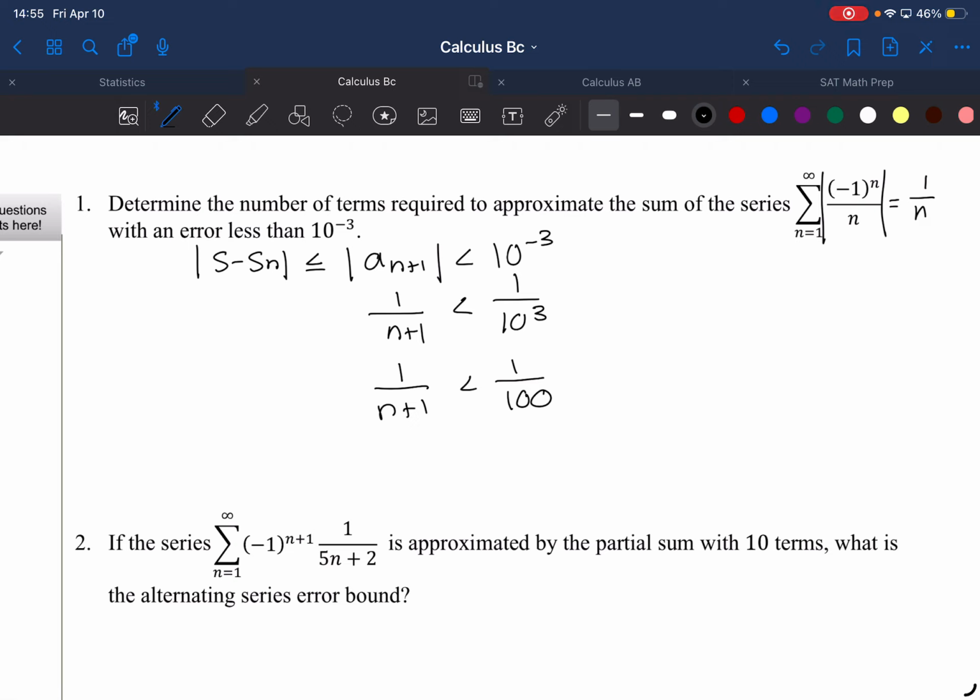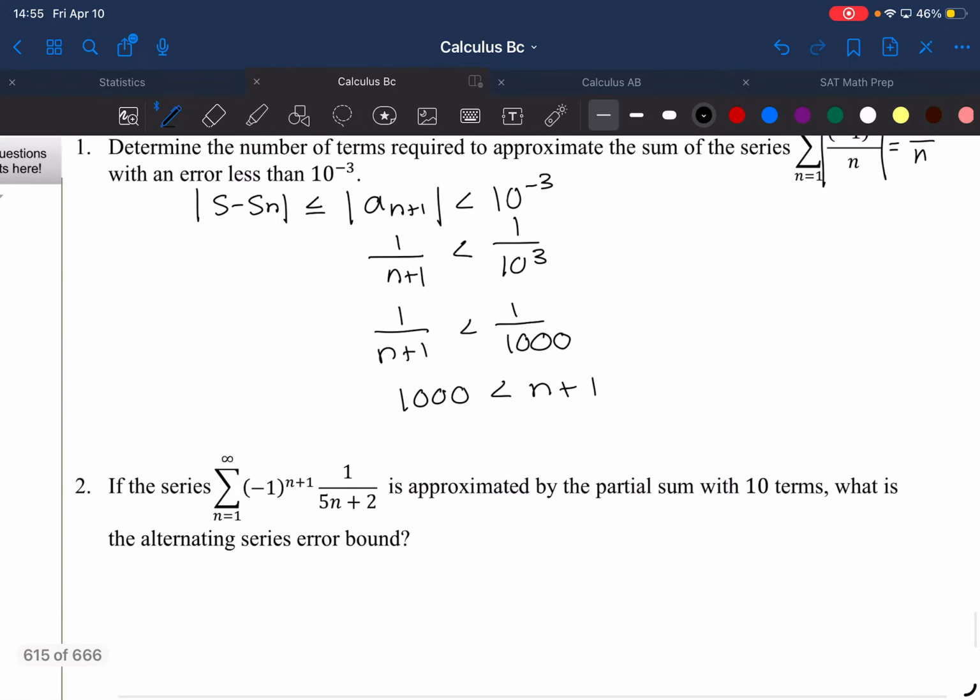Cross multiply. Good, so I get 1,000 is less than n plus 1. I cross multiply, or butterfly method, however you learned it. And then the last thing I need to do is what? Subtract 1. So when I subtract 1, I get n is greater than, I'm just making sure n comes first, 999, and that is my answer.